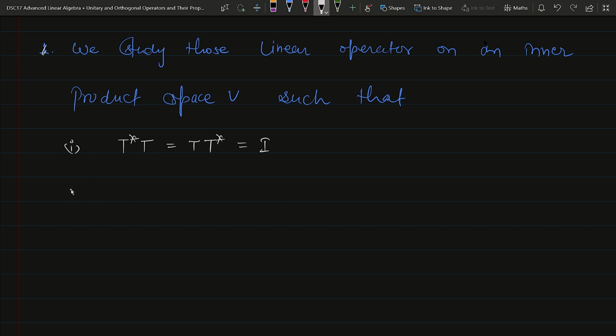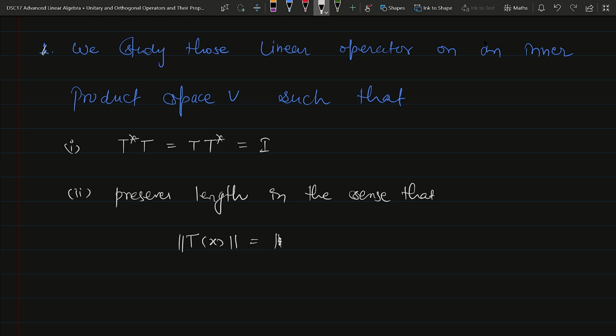Okay, then second, preserves length. Length we defined through the norm. So in the sense that the norm of the image of any x under T is equal to the norm of x itself, for all x belonging to V.